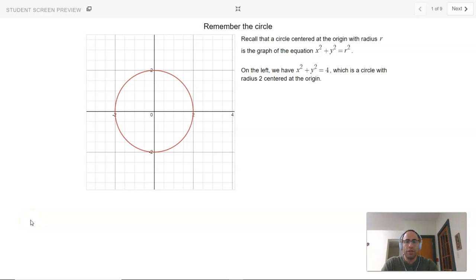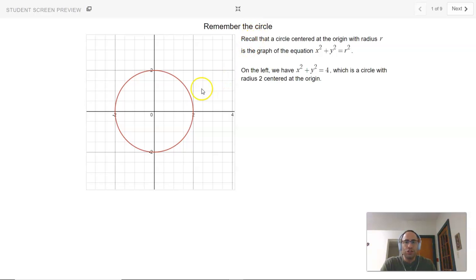Hi everyone. So I am going to demonstrate how I would use Desmos to introduce the ellipse to my students. I am using this activity that I made in Desmos. So here I go. So class, remember we have covered the circle already.